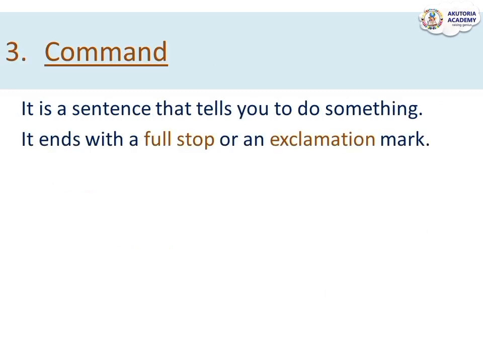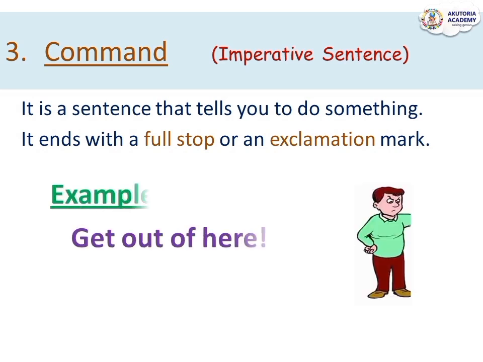The third type of sentence is a command. A command is a sentence that tells you to do something. It ends with a full stop or an exclamation mark. It's also called an imperative sentence. Let's see an example of a command. Get out of here. That's a command. You're telling the person to do something.